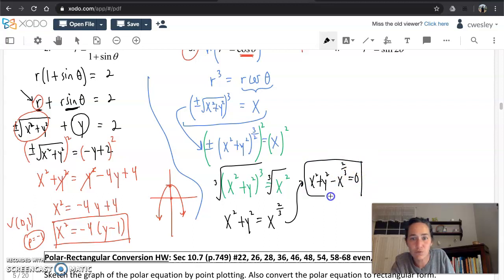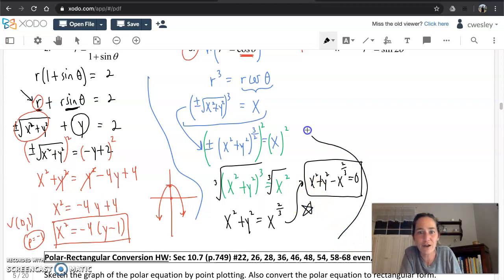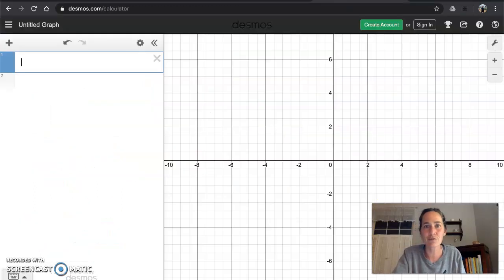So that deserves a real, maybe virtual handshake there for doing all that work and getting into a nice looking rectangular form. Are you wondering what this graph looks like? Because I was thinking you might be wondering, and I want to type this into Desmos and see what it looks like. Almost looks like a circle, but not with this x to the 2/3 term sneaking in there. Maybe part of it will have to do with the circle.